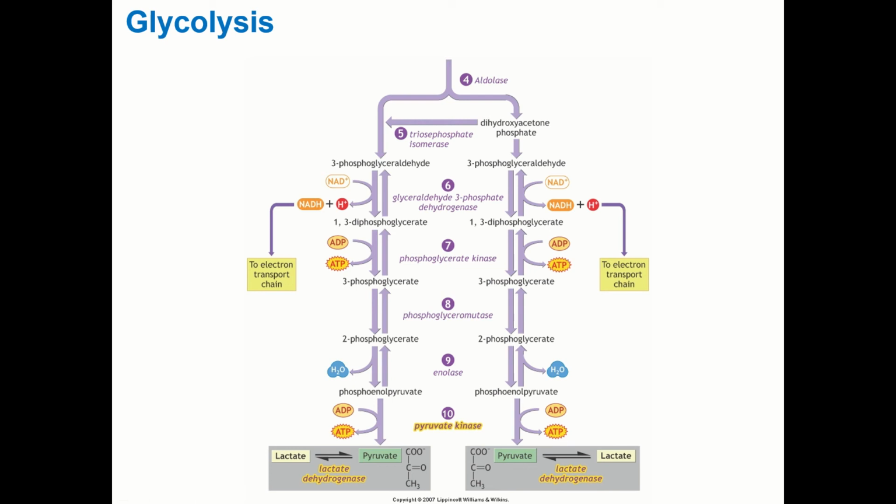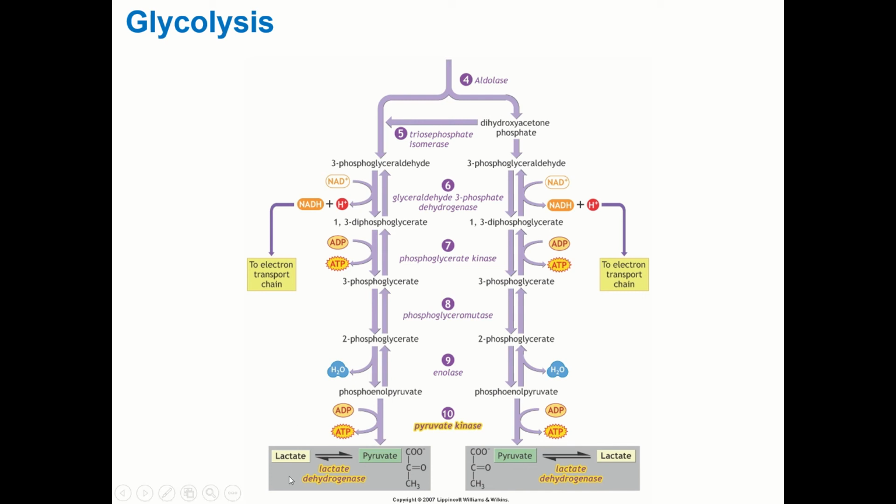Because otherwise, once those NADs become saturated with hydrogens, then glycolysis has to stop. If we can't continue stripping hydrogens at step 6, then we can't continue with glycolysis, which means we can't continue to generate ATP, and so then we have to stop, right? And so that's a problem.